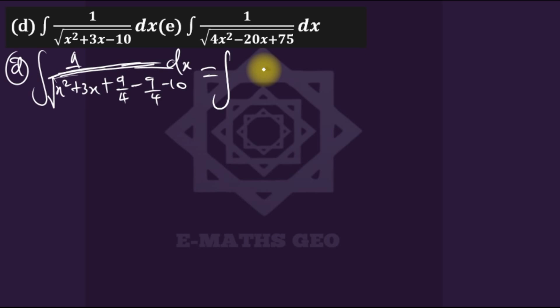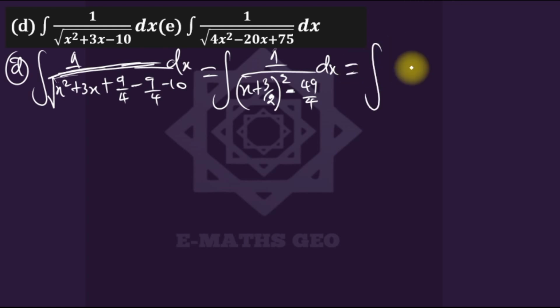So this is now the integral of, this is a perfect square, which is x. The square root of x squared is x. The square root of 9 over 4 is 3 over 2, all squared. This is a perfect square. This is now minus 49 over 4. So this is now the integral of x plus 3 over 2 all squared minus 7 over 2 all squared, all in square root.